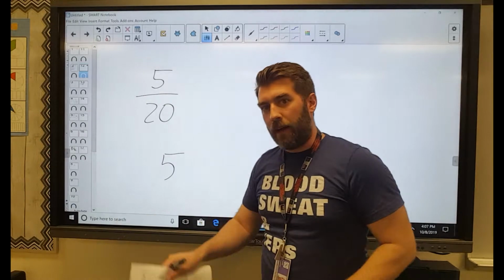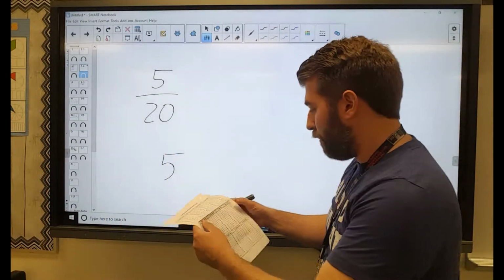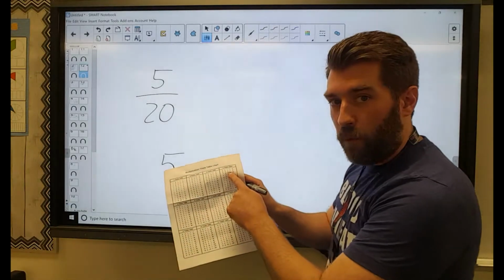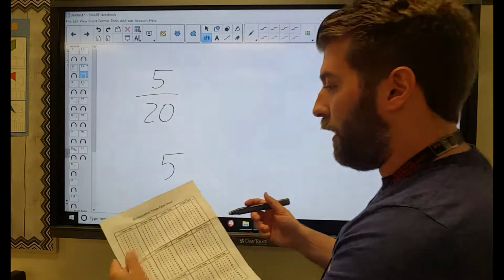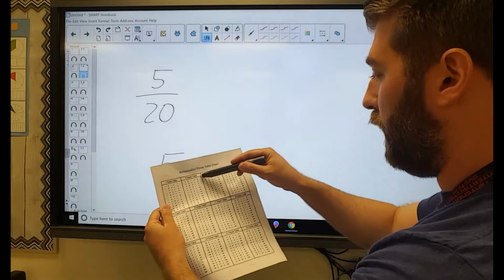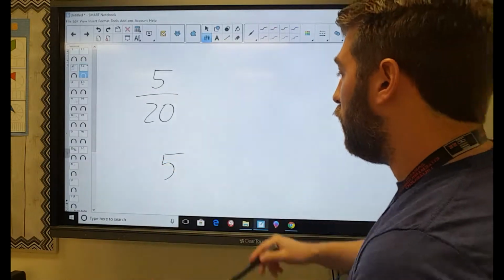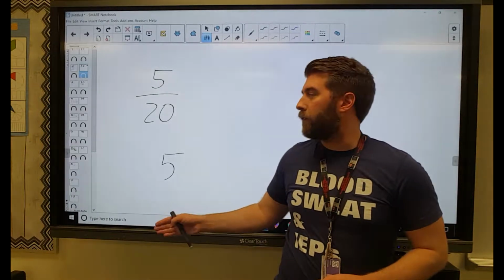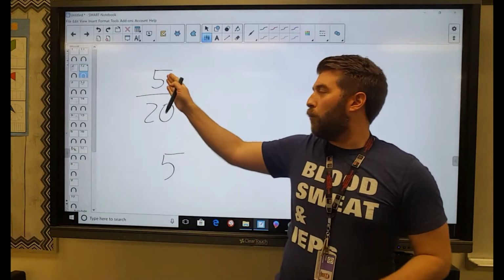Once again, I'm going to look at my multiplication chart. I've written down the 5, so I'm going to go to 4, and I'm going to look down at the answers. There's no 5 with 4, no 5 with 3, no 5 with 2. So we're done. 5 is the only factor that matters for 5.